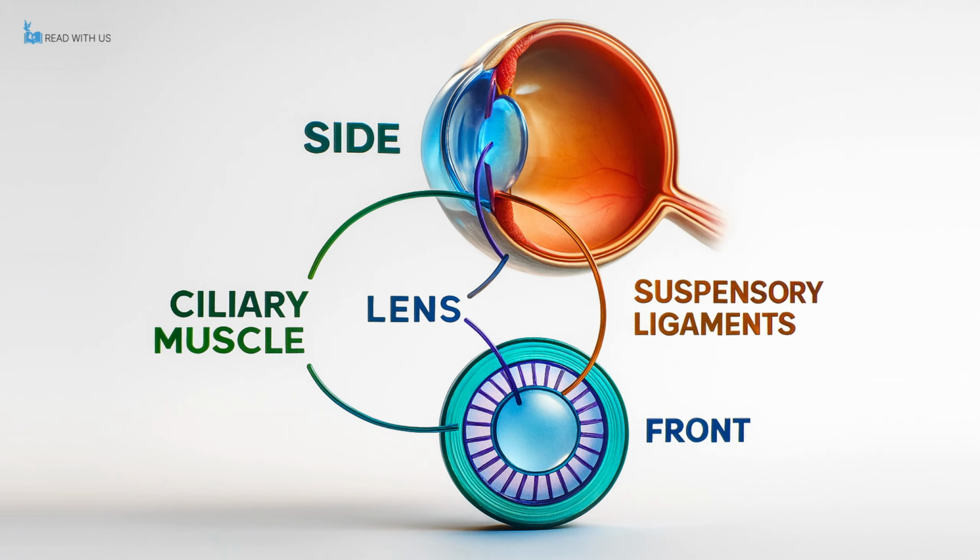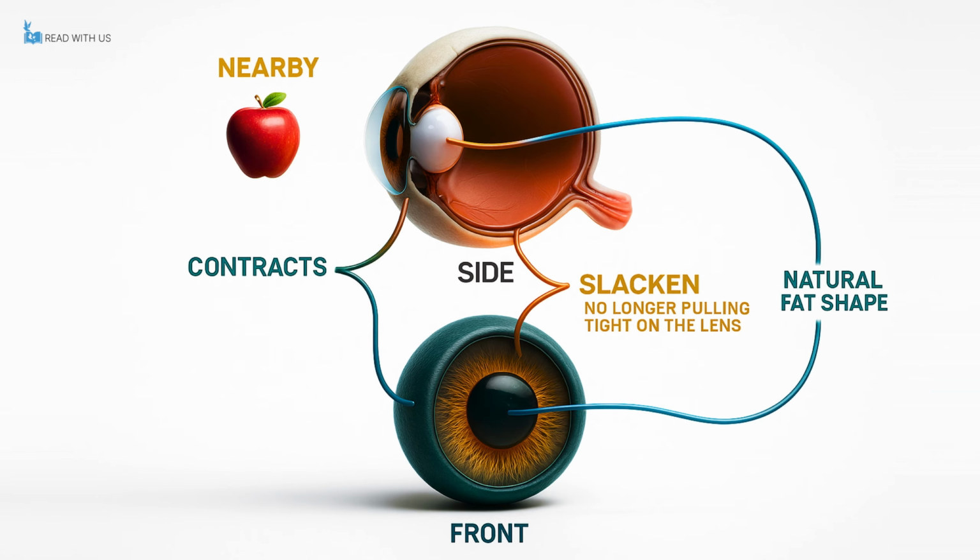From the front and side views of the eye, we can identify the lens in the center, with the suspensory ligaments attached to its edges, which in turn connect to the ciliary muscle that encircles the lens like a ring. Note that these are not the same muscles as the ones in the iris that control pupil size.